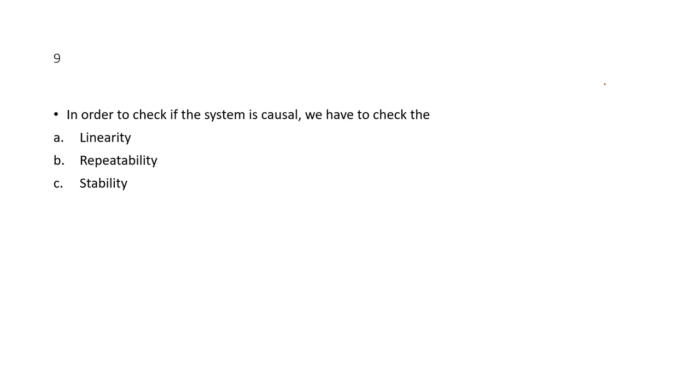In order to check if the system is causal, we have to check the stability, linearity. Anyone else?